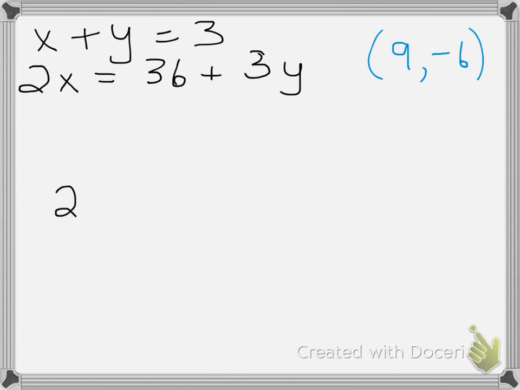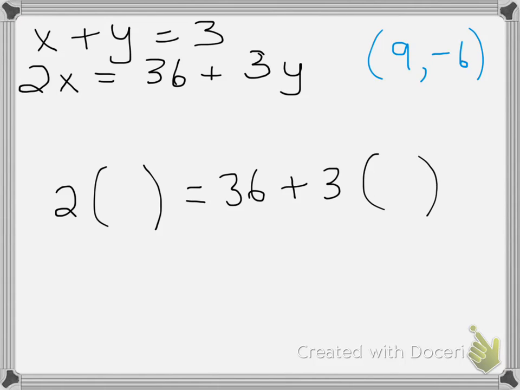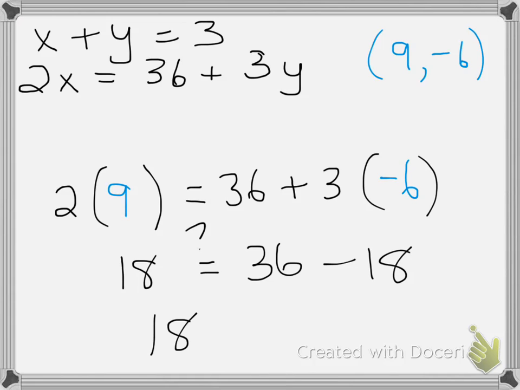Now let's see if it satisfies the second equation. 2 times x is equal to 36 plus 3 times y. So is 2 times 9 equal to 36 plus 3 times negative 6? So let's check that out. 18 on the left, and I don't know if this is going to be true or not. 36, what's 3 times minus 6? That's a minus 18, and in fact, yes, it is. So we have accomplished our goal.